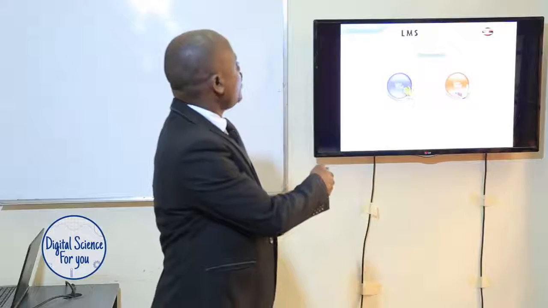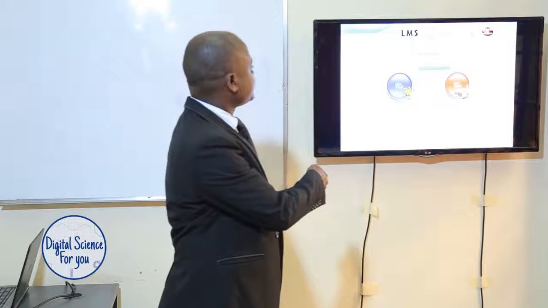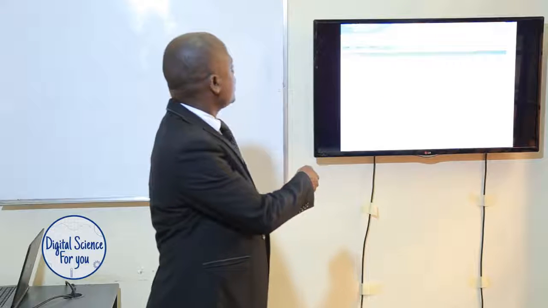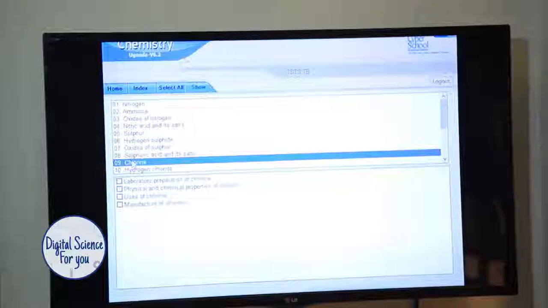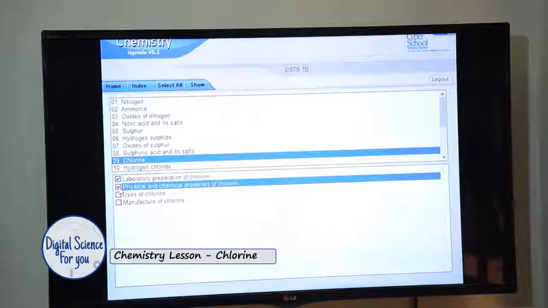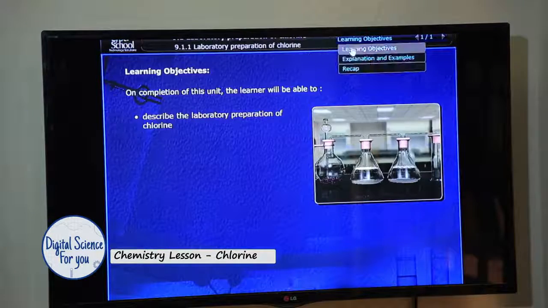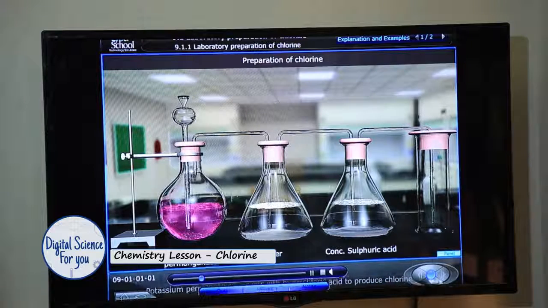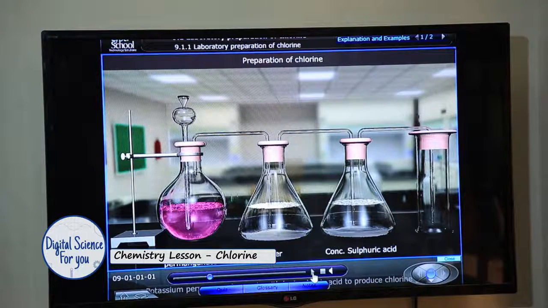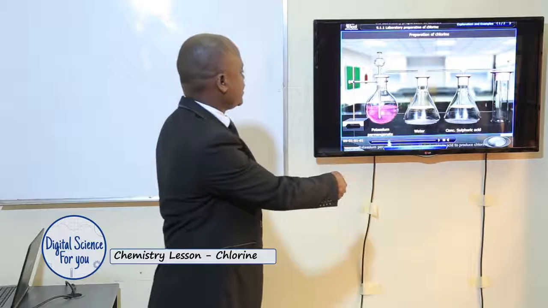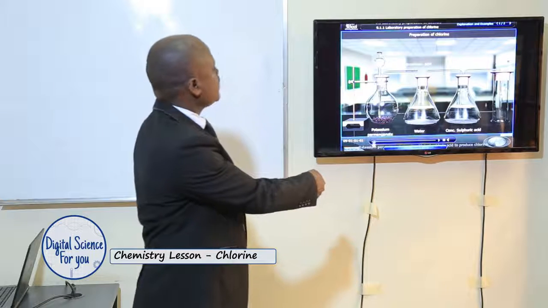So, we go to Senior 4, Digital Science, Chemistry, and then we choose the topic chlorine, and then the subtopics: laboratory preparation of chlorine, and then physical and chemical properties, and we click on show. This is the setup of the apparatus for preparation of chlorine. I'm going to take it back to the beginning, so we'll look at the reagents required.